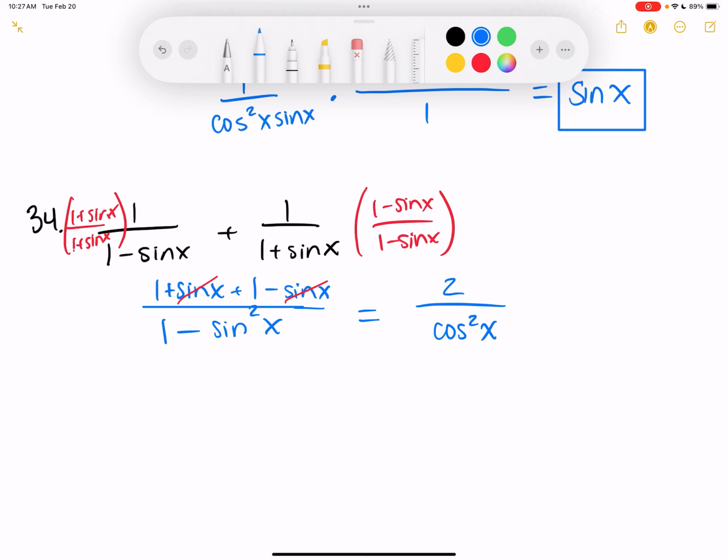Now, how else, ignore the 2 on the top, how could I rewrite 1 over cosine squared of x?